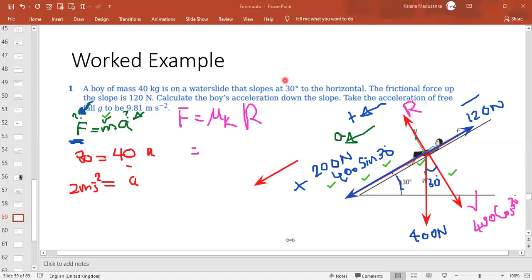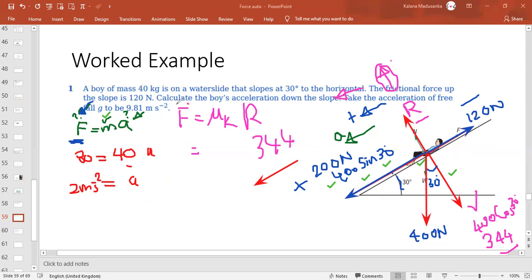Cos 30 is 0.86. Then 0.86 multiplied by 400 means 344. So this value is 344. This is equal to the R value. Why is it equal to R? Because the object is moving in this direction, not in this direction, which means in this direction it is stable, or in equilibrium. So the R value is going to be 344.